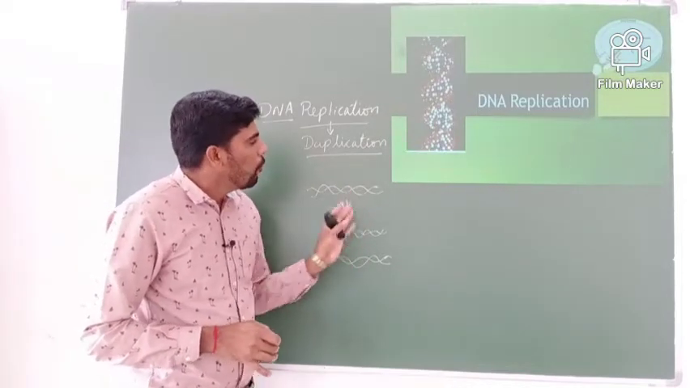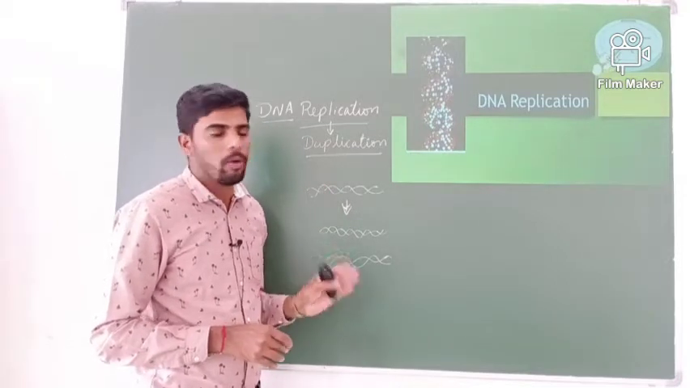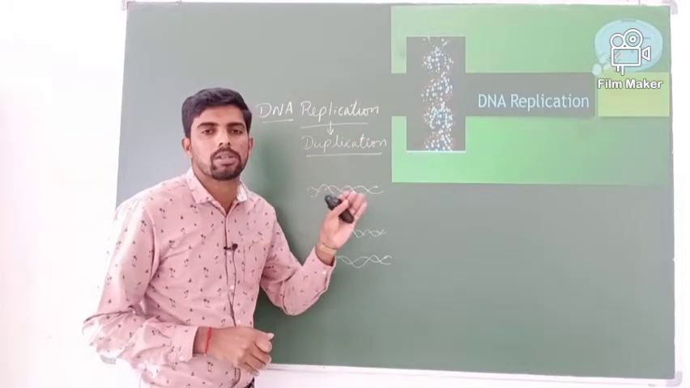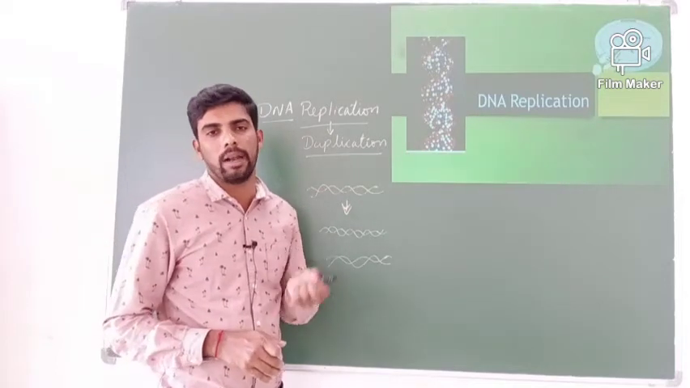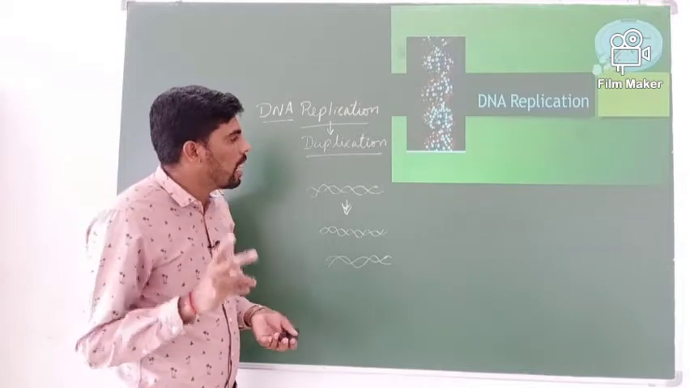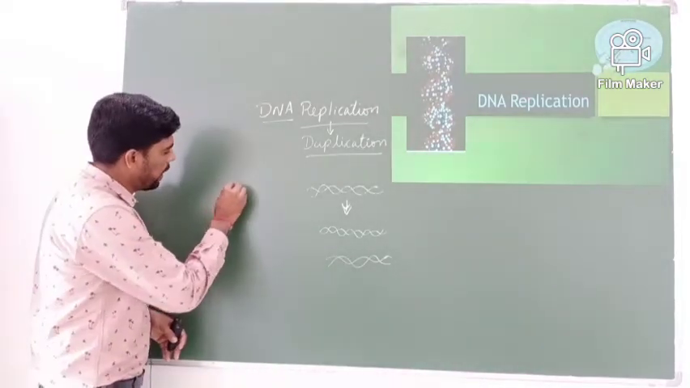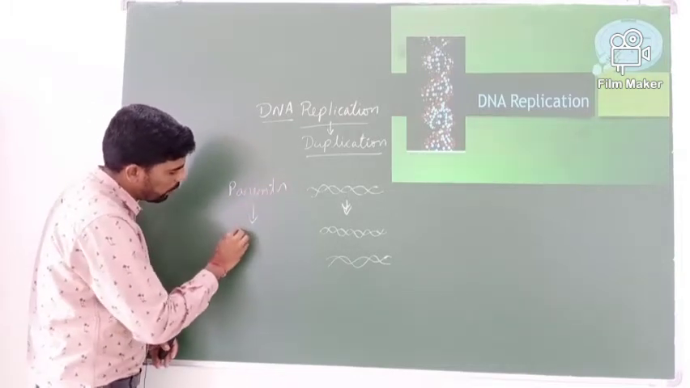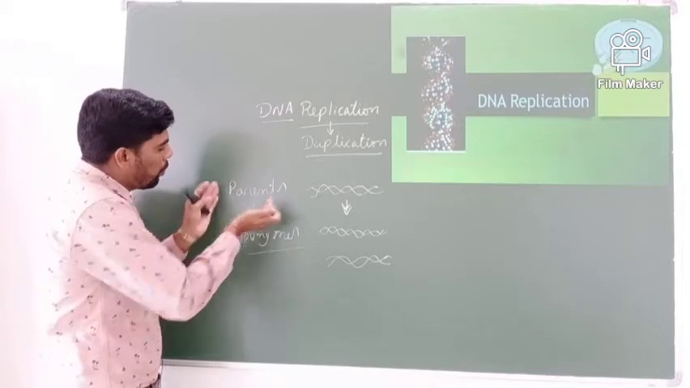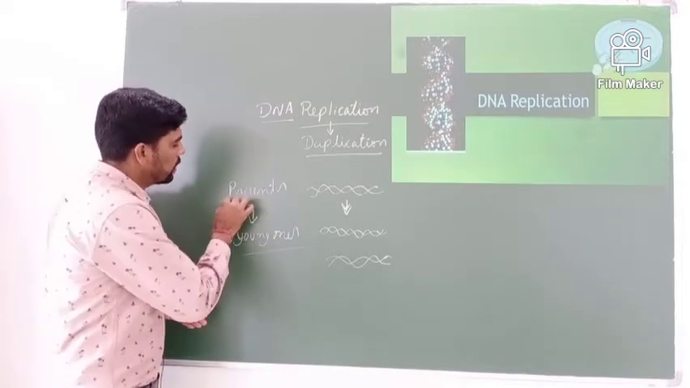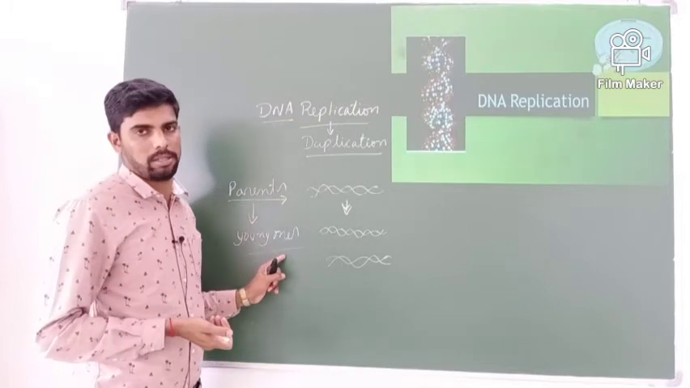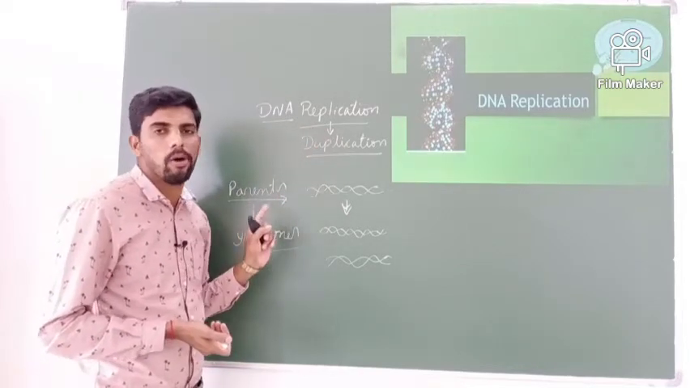Next, why is DNA replication essential? Why does DNA create extra copies? DNA replication is essential for transferring genetic material from one generation to another. In reproduction, parents produce and give birth to young ones. In that reproduction, the genetic material is transferred from both parents to their young ones. The parents create extra copies of genetic material like DNA to transfer to their children. DNA replication is essential for all living organisms.